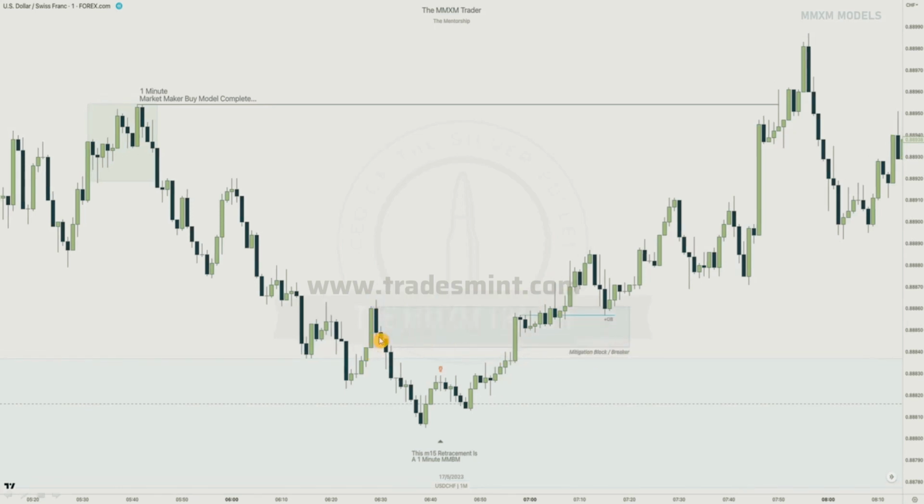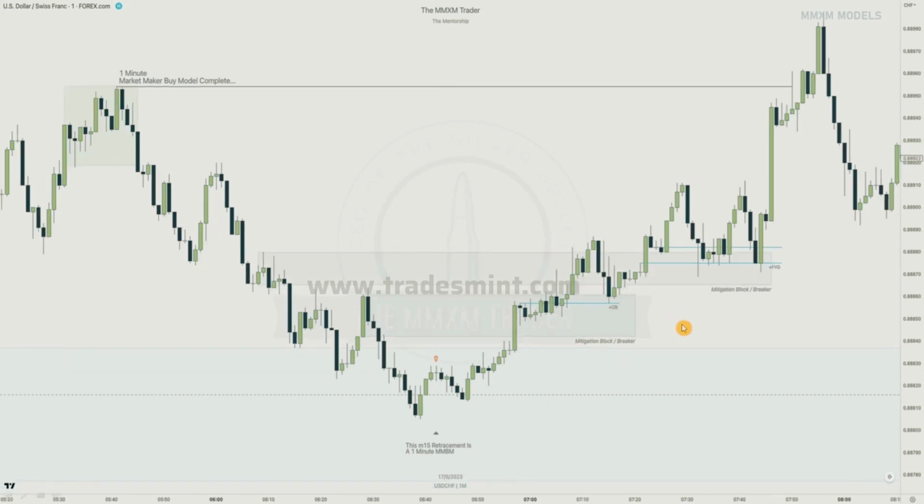We've got this breaker block, right? This mitigation block over here. Now, do we form a PD array on this breaker block? Yes, we do have that bullish order block up here, right? And then price finds support up here and continues up higher.